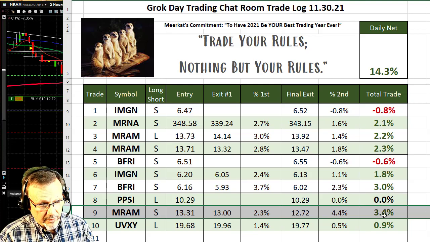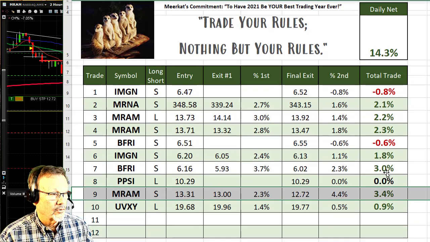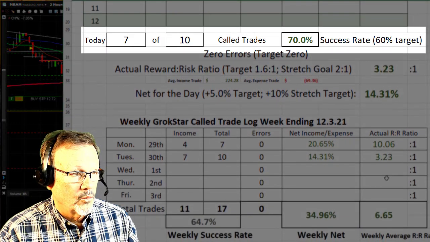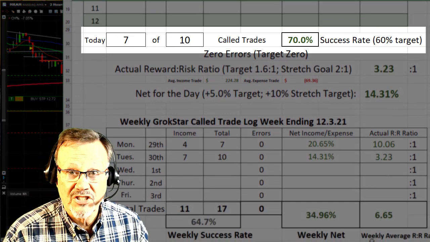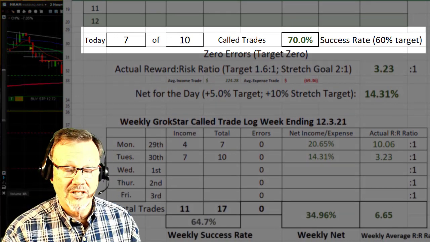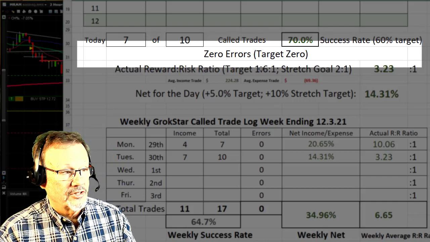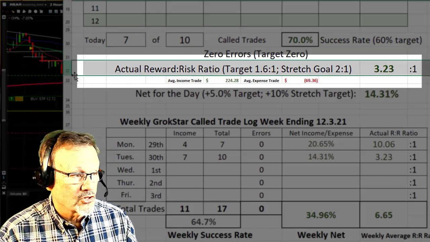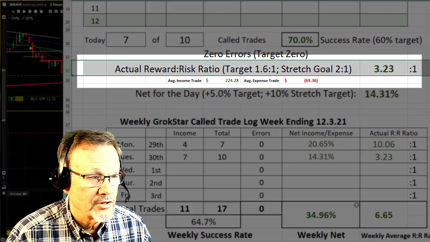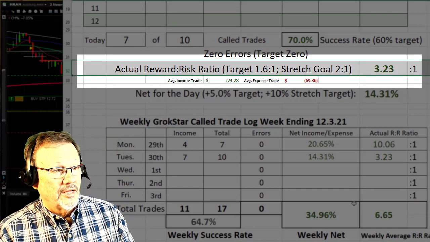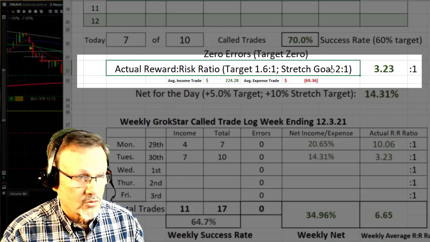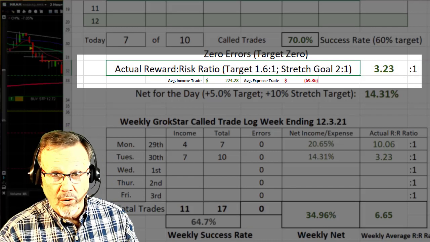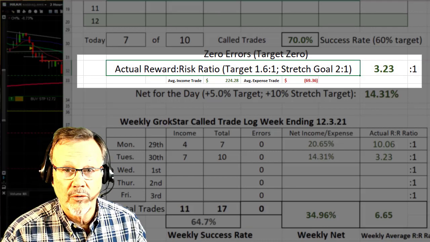And then we were able to trade really well today. If you take a look at our stats for the day, we were at 7 out of 10 for a 70% success rate. That exceeds our target of 60. 0 errors today. I followed my trading rules exactly. And then we have my actual reward risk ratio of 3.2 to 1. And that is outstanding. That's well above our 2 to 1 stretch goal for our actual reward risk ratio.